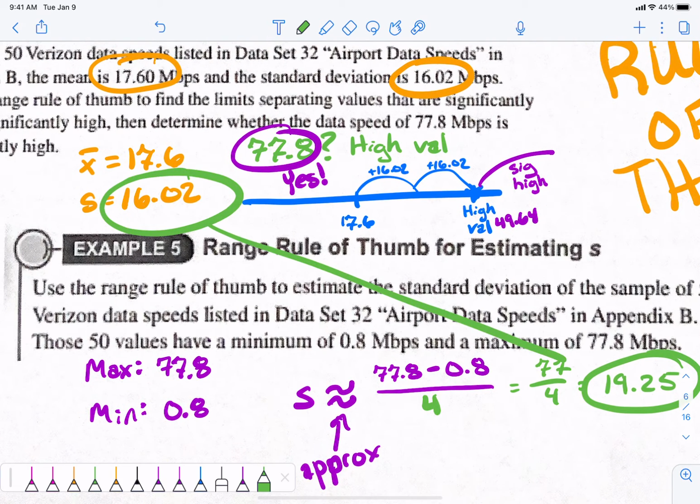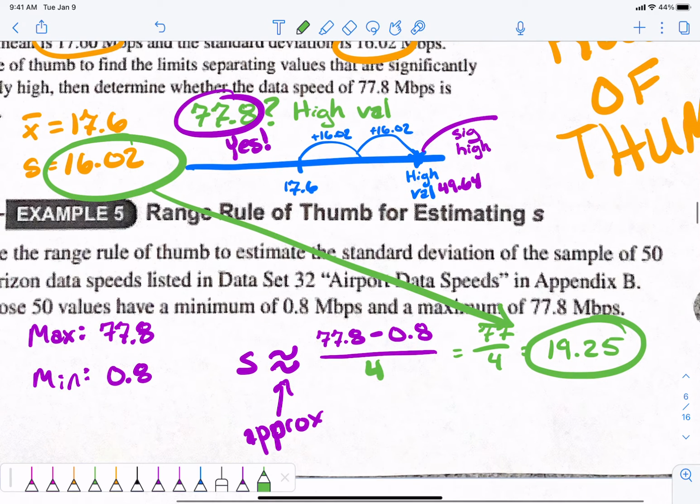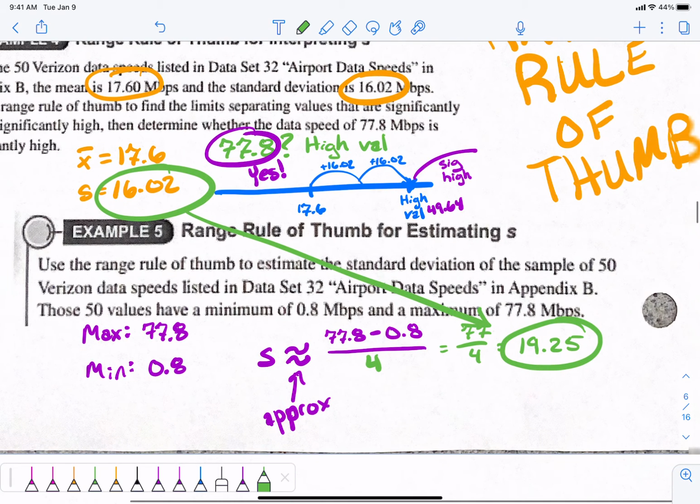Okay, we calculated a really quick standard deviation of 19.25. Not completely accurate, but it's a really fast and easy way of doing it, right? They have found that the standard deviation comes out to be approximately 1/4 of the range. That's why it's the range rule of thumb. Okay, good? That's example 5.